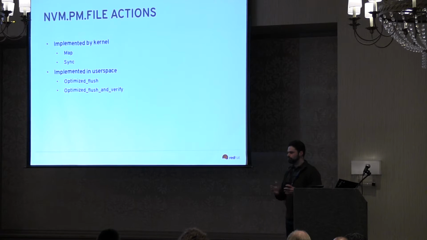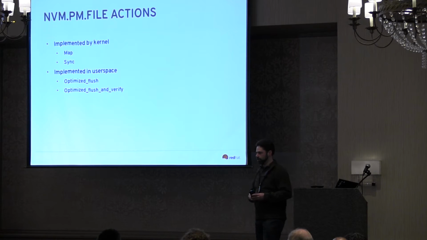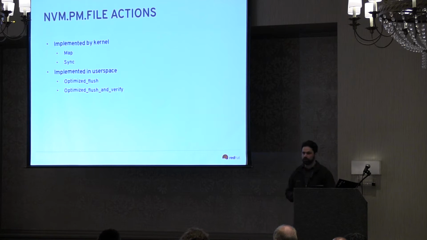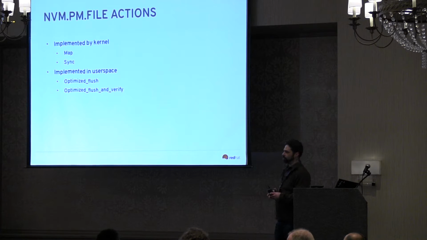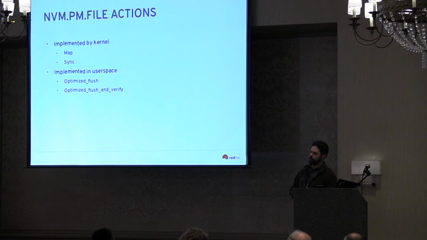And there are some reasons why you wouldn't want to use that, mainly because context switches into the kernel are expensive. And the granularity is also much different: it's a page size granularity as opposed to a byte granularity that you might want to use for your program. Because of that, there are these two other actions. There's optimized flush, which is just a way to flush caches from user space applications. And there's optimized flush and verify, which is meant to provide the equivalent of POSIX synchronized I/O support.